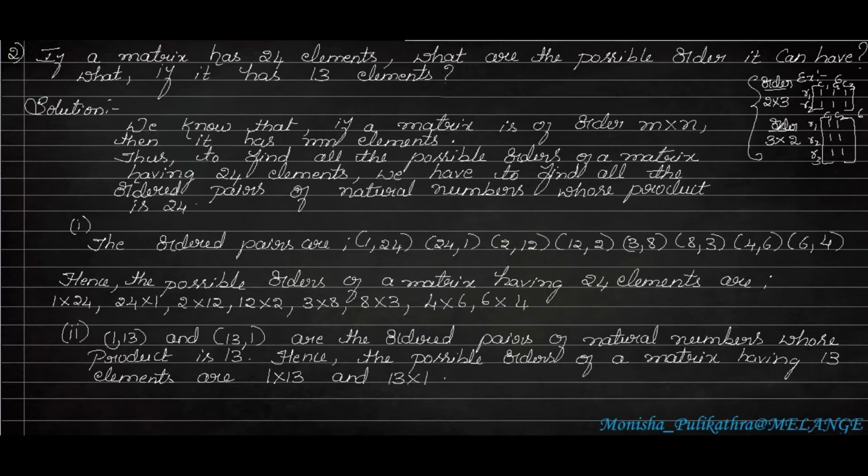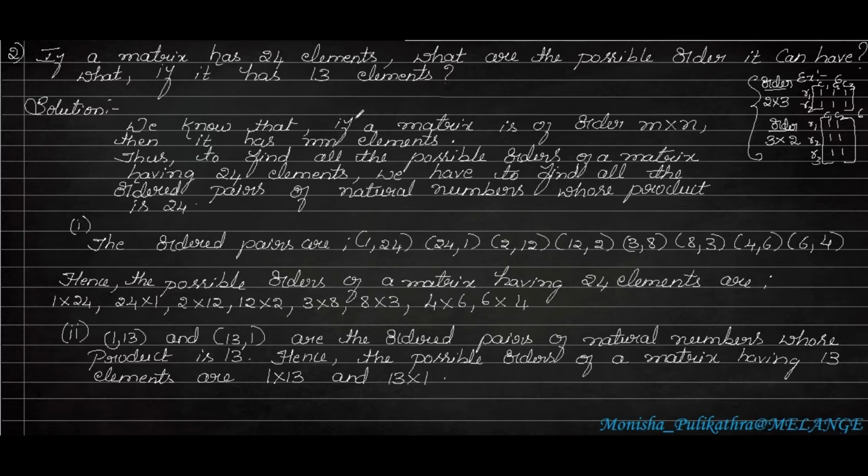So this is the possible number of orders for a matrix which has 6 elements. If the number of elements is 6, we can arrange it in two ways, either in this form or in this form. Here the order will be 2 into 3, whereas in the second case the order will be 3 into 2. So in this question, there are a total of 24 elements, and we have to calculate how many ordered pairs we can make from that.